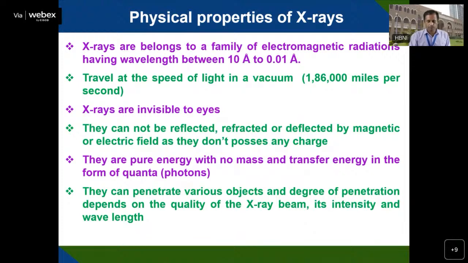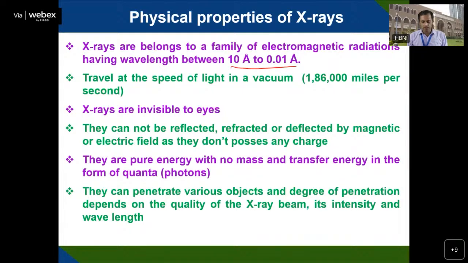Coming to the physical properties of X-ray, X-rays belong to the family of electromagnetic radiation, having wavelengths of 10 angstrom to 0.01 angstrom. They travel at the speed of light in vacuum, almost 186,000 miles per second. They are invisible to the eye, so we are not able to see those X-rays. They cannot be reflected or refracted, and they possess no charge, so they are not deflected by electric or magnetic fields.